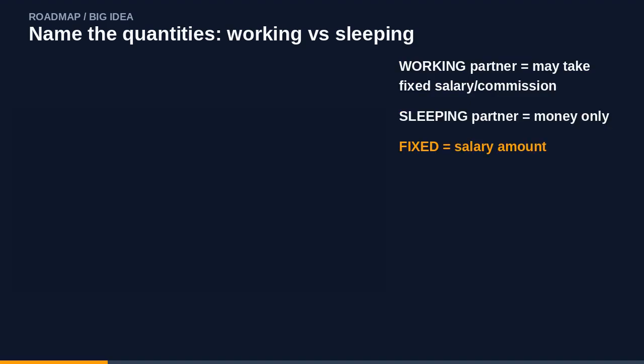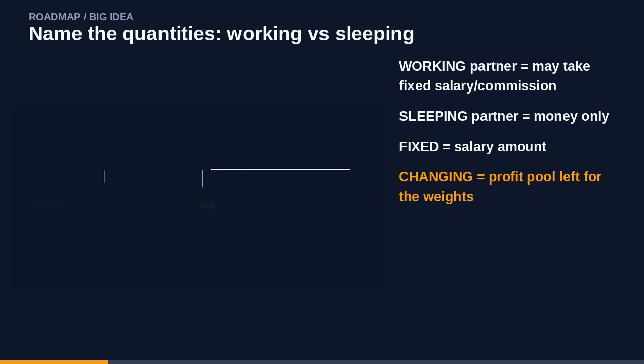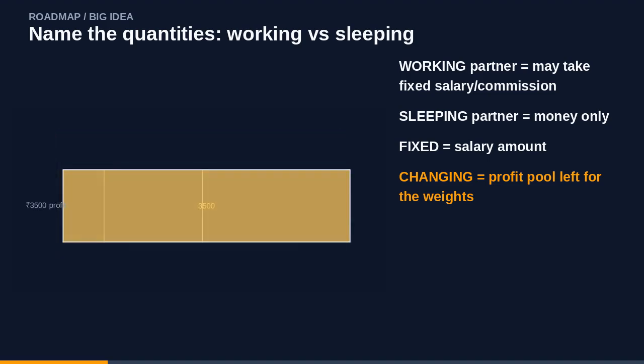Name the caste before any arithmetic. A working partner runs the business and may take an agreed fixed salary or commission. A sleeping partner only invests money. The salary line belongs only to the working partner. Sleeping partners never touch it. What stays fixed is that salary amount. What changes is the profit pool left for the weights.